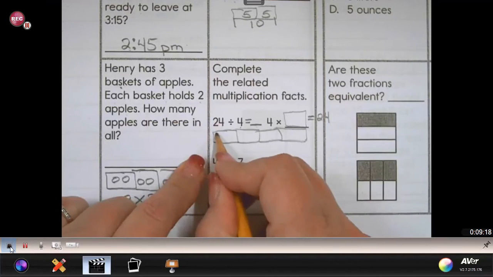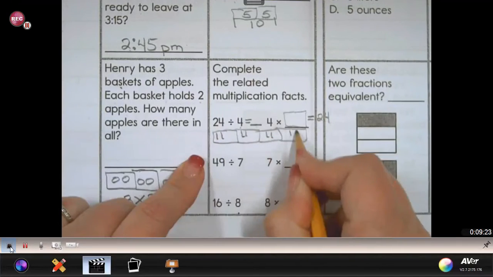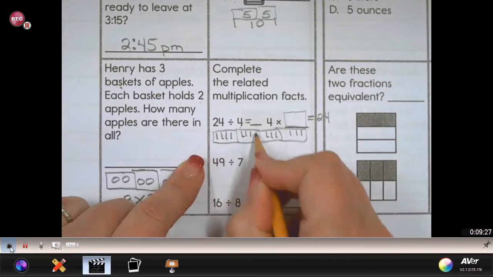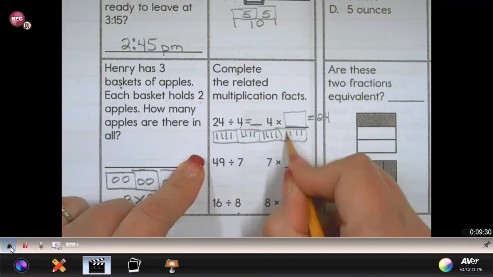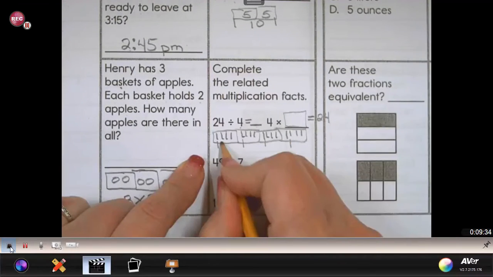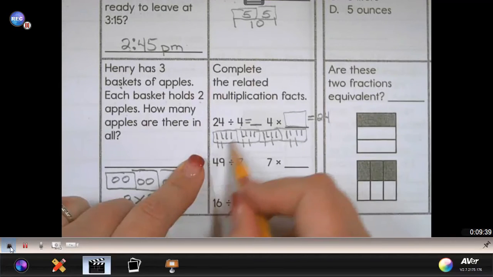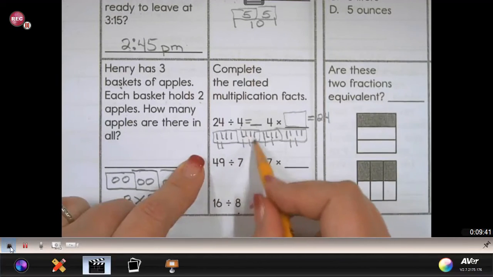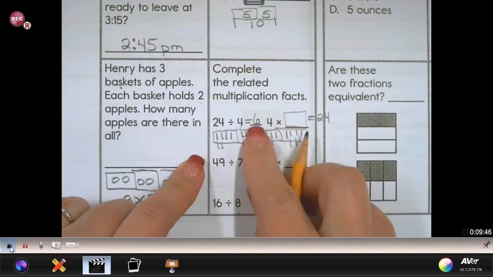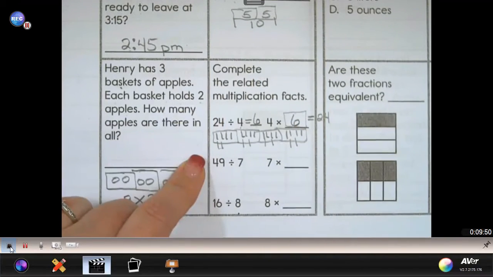So I could do 1, 2, 3, 4, 5, 6, 7, 8, 9, 10, 11, 12, 13, 14, 15, 16, 17, 18, 19, 20, 21, 22, 23, and finally 24. So I have 4 and 2 make 6, 6, 6, and 6. So my quotient here is 6, but I also know that my missing factor here is going to also be 6.